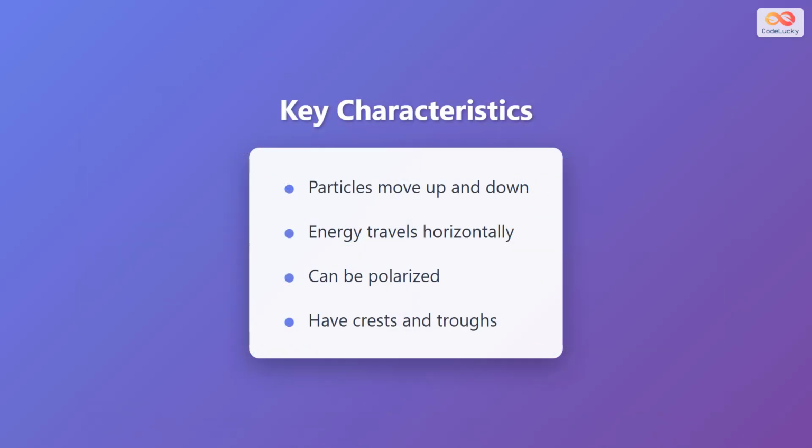Transverse waves have several important characteristics. First, particles move up and down perpendicular to wave motion. Second, energy travels horizontally even though particles don't move horizontally with the wave. Third, transverse waves can be polarized, meaning their oscillations can be restricted to a single plane. This is a unique property that only transverse waves possess. And fourth, transverse waves have crests and troughs, the high and low points of the wave pattern. These characteristics help us identify and understand transverse waves in different contexts.